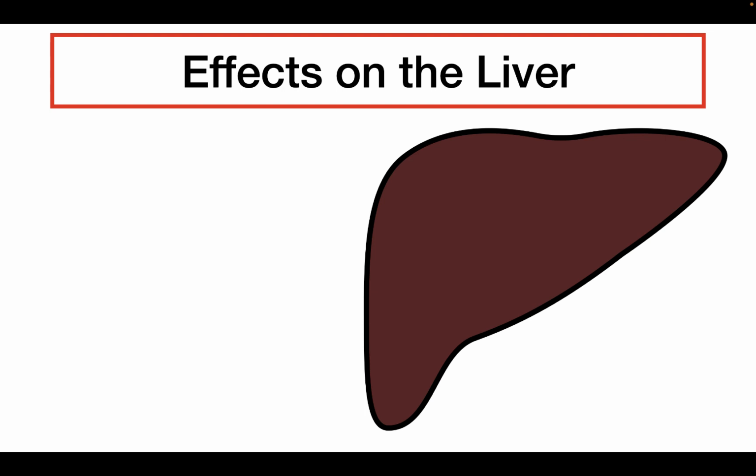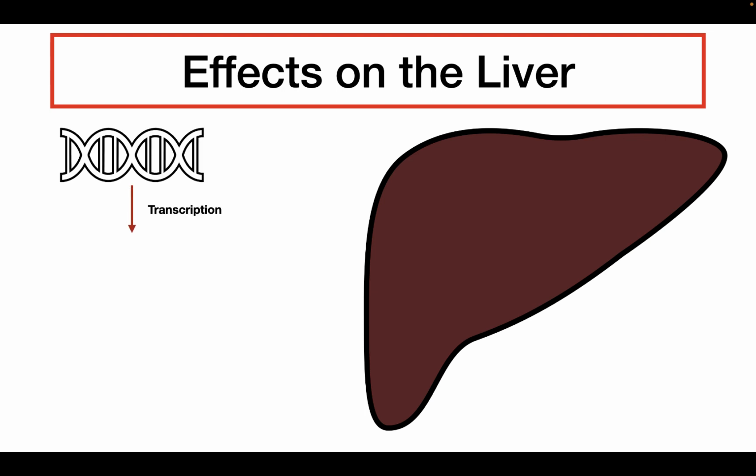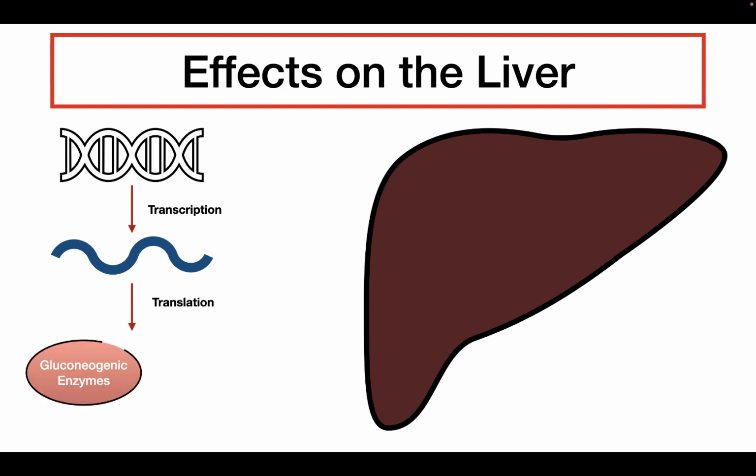It will modulate transcription. So what happens is that cortisol will increase the transcription of certain genes, and then these genes will be translated into protein. And the specific genes that the cortisol is going to have effects on are genes that encode for gluconeogenic enzymes and enzymes involved in amino acid metabolism. So in other words, when cortisol enters into the liver, it will increase the transcription of mRNA. The mRNA will then be translated into proteins, which will form gluconeogenic enzymes and enzymes involved in amino acid metabolism.